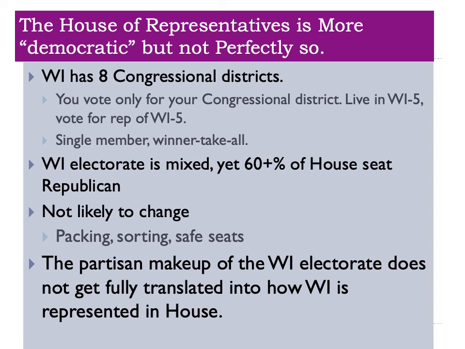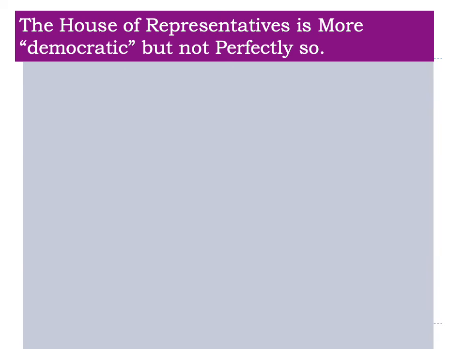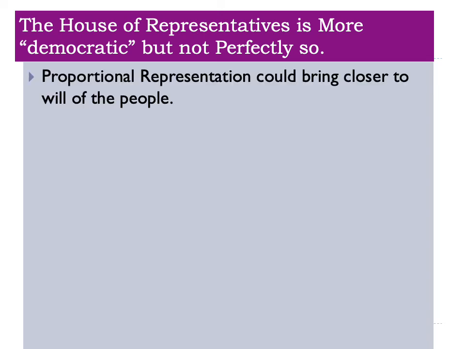So the partisan makeup of the Wisconsin electorate does not get fully translated in how Wisconsin is represented in the House of Representatives. There is a change that we could make, if we wanted to, that might get us closer to the will of the people and translating that into who represents us. And it's what's known as proportional representation. Proportional representation could bring us closer to the will of the people.